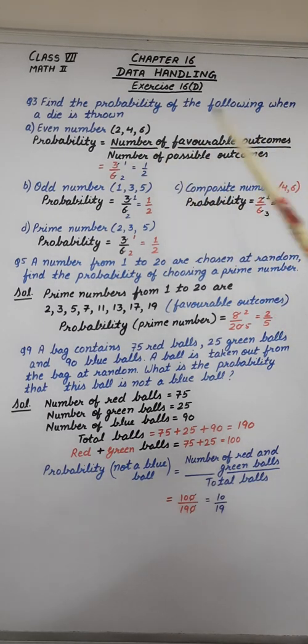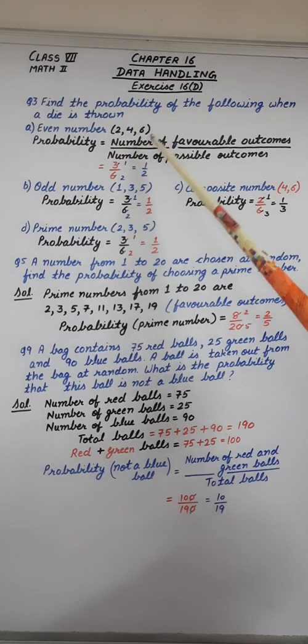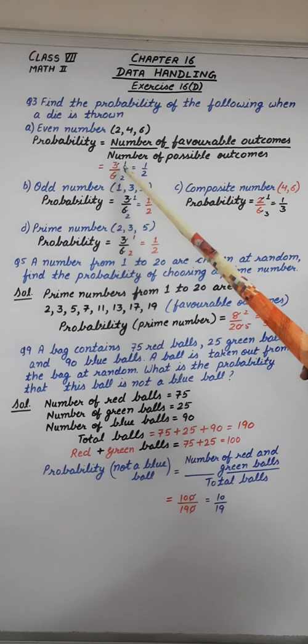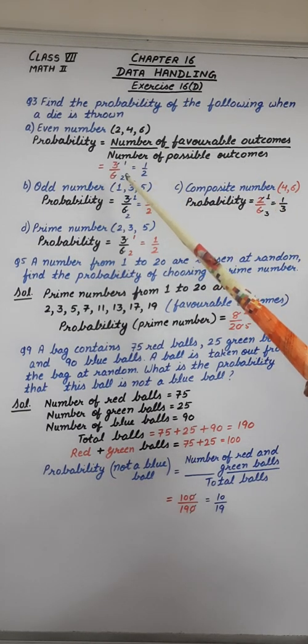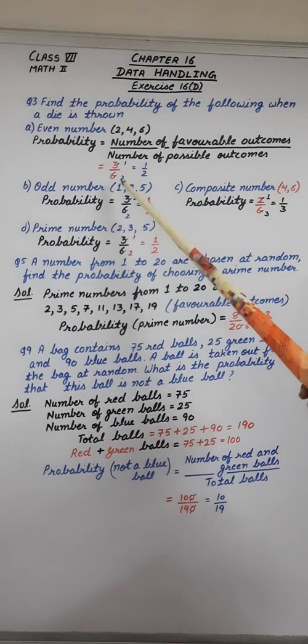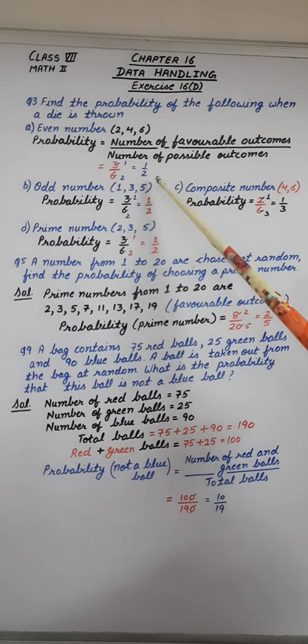Favorable outcomes, that means even numbers. So how many even numbers are there? 3. So 3 is in the numerator. Possible outcomes, that means 1, 2, 3, 4, 5, 6. Total 6 outcomes are there. On reducing this, result is half, 1 by 2.